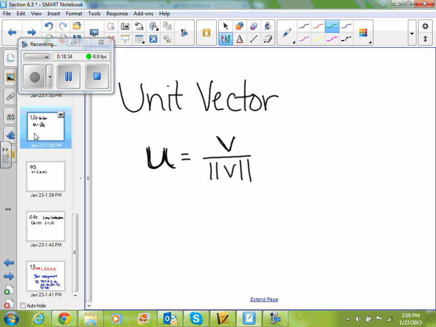Okay, so to find a unit vector, you just take your vector and you divide it by the magnitude of your vector.